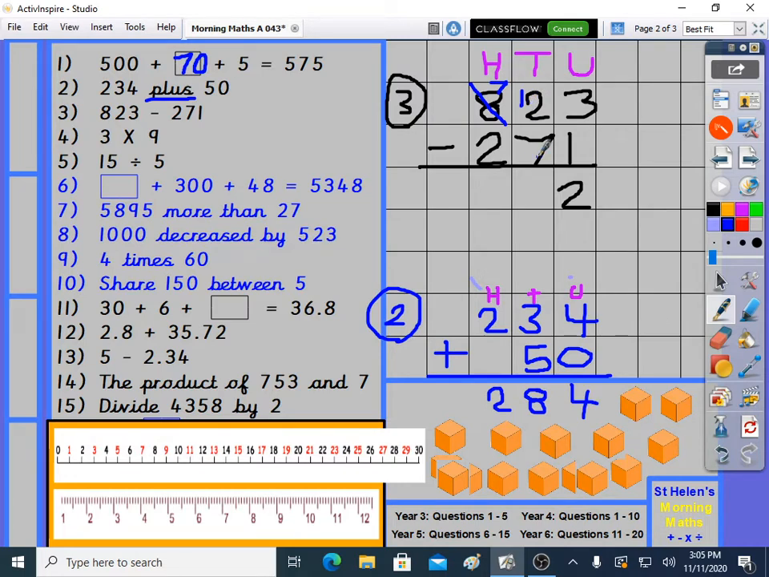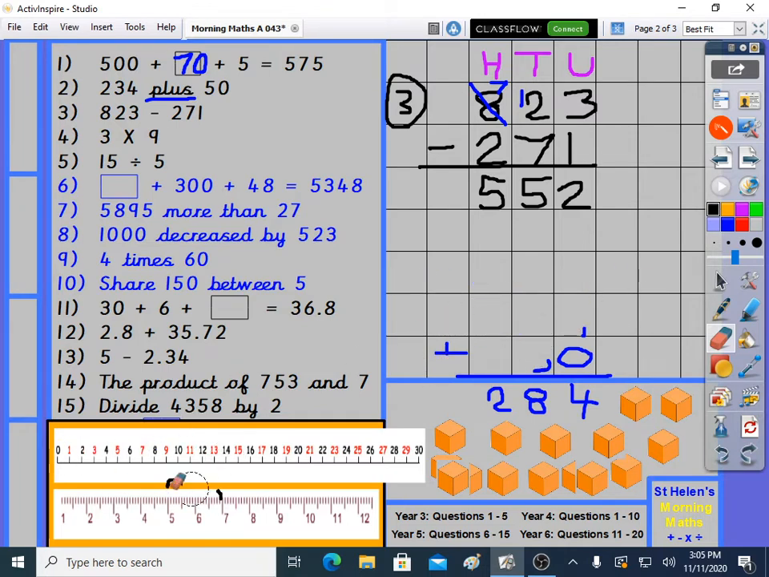12 tens take away 7 tens. We can do 12 take away 7. 12 take away 1, 2, 3, 4, 5, 6, 7. It's 5. 12 tens take away 7 tens is 5 tens. And in the hundreds column, 7 hundreds take away 2 hundreds. 7 take away 2 is 5. 500 in this case. So we get 552. Because minus makes things smaller. So 823 has now got smaller. And we can go on to question 4, which is times.